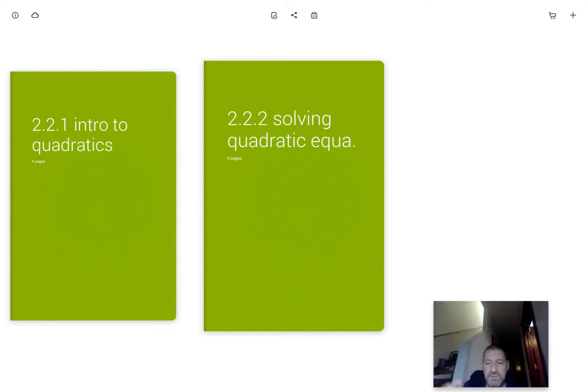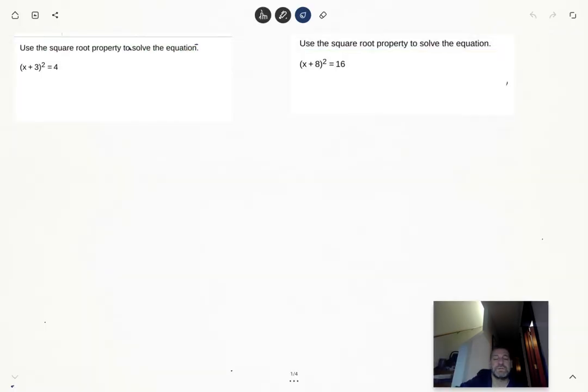Okay, good morning. We are going to look at solving some more quadratic equations using the square root property. So the difference here is we're not just solving for an x squared to take the square root of that. We're solving for a quantity squared, so we can take the square root of the whole quantity. So for example, in this problem here, x plus 3 squared equals 4.